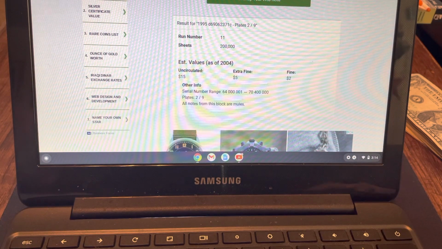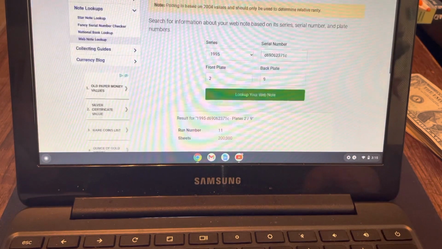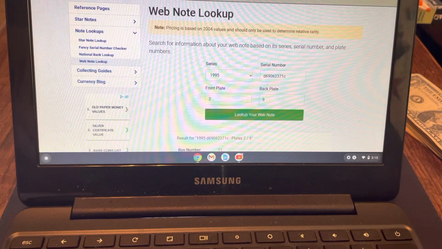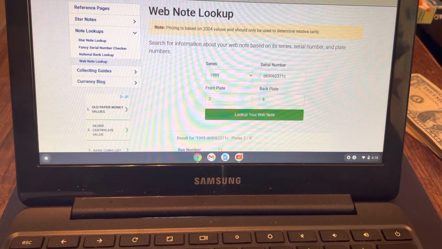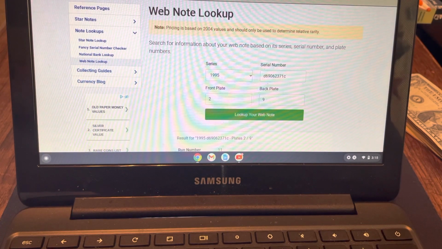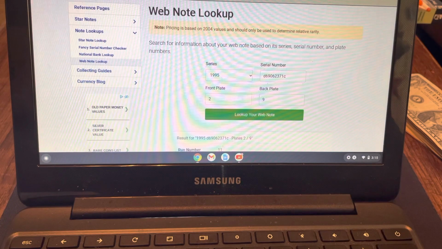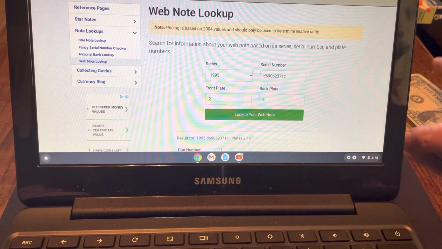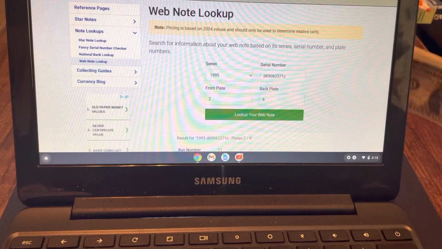So I hope that gives you guys a little better understanding on web notes. Web notes, like I said, were an experiment trying to find a way to print notes better, faster, and it just didn't work out. In fact, by 1995, one of the printers had broken, and they were having problems finding parts, so they just discontinued the full experiment. So that's what I've got this week as far as web notes go. My top 10 pieces of info on web notes. I hope that helps you guys out.